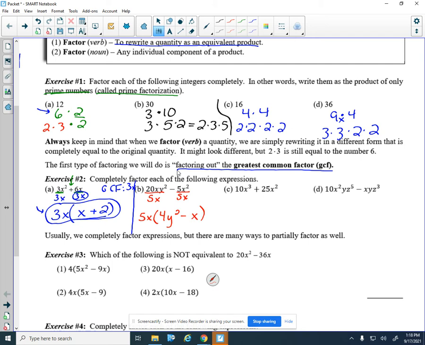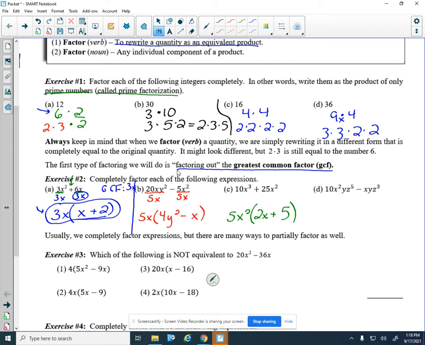Looking at the next one, I have two terms. I'm going to figure out the GCF in my head. For 10 and 25, that's 5. For x cubed and x squared, the lower power of x is x squared. So I'm taking out a 5x squared. That's my GCF. Here I'll have a 2x left, and here I'll just have a 5 left.